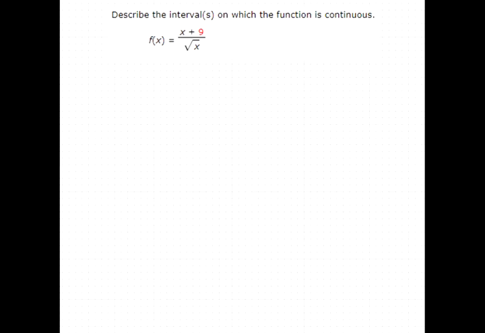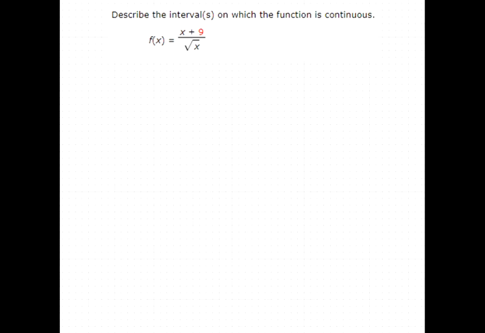All right, describe the intervals on which the function is continuous. Okay, so we have the function f of x equals x plus 9 over the square root of x. All right, so where do we start? Before we worry about continuous and not continuous, let's first determine where the function even exists. What is the domain of the function?